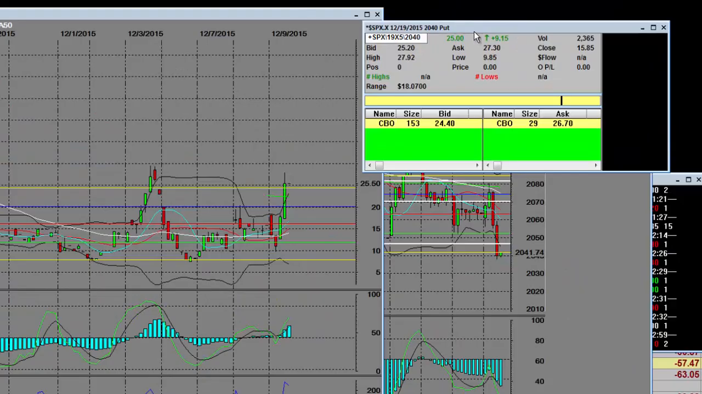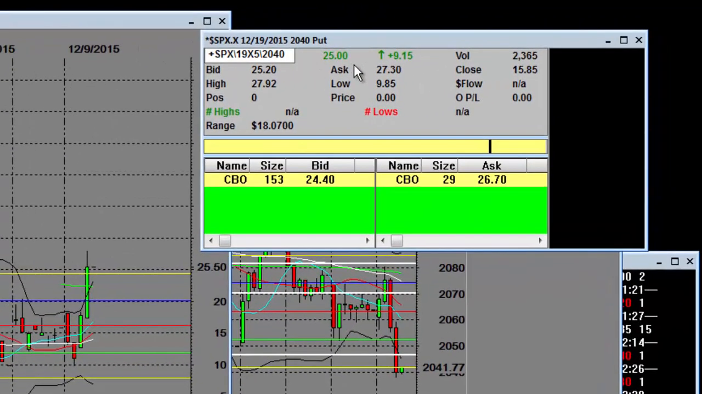Another thing we want to bring to your attention is that the S&P 500 had 2,365 contracts. The low was $9.85. This put option has had an $18 movement. You had 10 contracts at $10 and you're selling them up here. You made $17,000 trading the put options as the S&P is tanking.